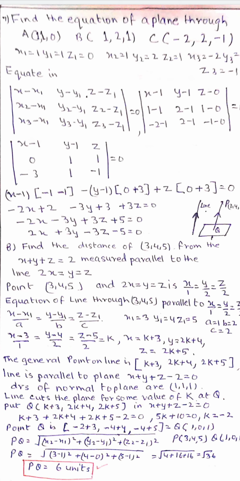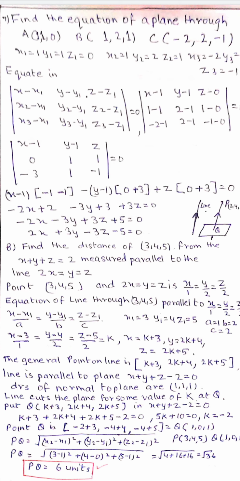Find the distance of the point 3, 4, 5 from the plane x plus y plus z equal to 2 measured parallel to the line. The point is 3, 4, 5 and the line is x upon 1 is equal to y upon 2 is equal to z upon 2. This line we are writing in the Cartesian form, that is x minus x1 upon a, y minus y1 upon b, z minus z1 upon c. Why? In order to find out the value of a, b, c.